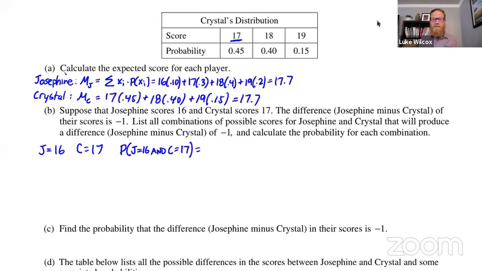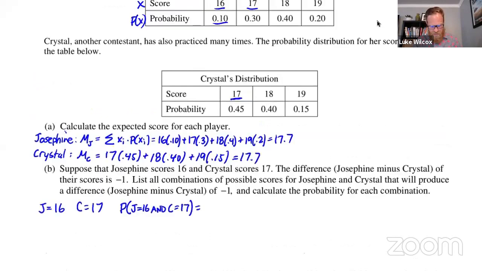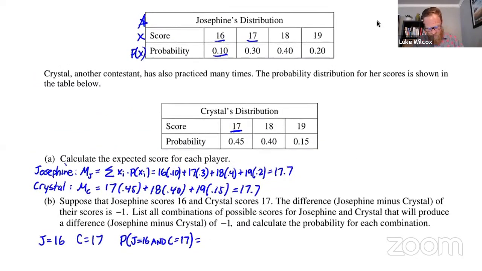So this is an AND problem where we would think about multiplying probabilities. And they actually told us in the problem that their scores are independent of each other. So we just need to simply multiply these probabilities. So the probability that Josephine gets a 16 is 0.10. And the probability that Crystal gets a 17 is 0.45. So this is just going to be 0.10 multiplied by 0.45, which is going to give me 0.045.